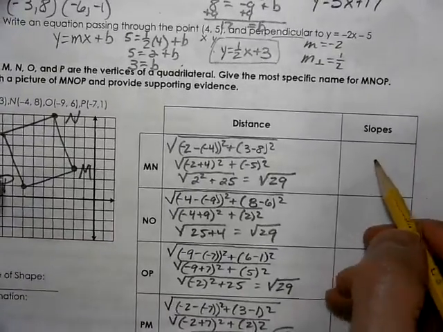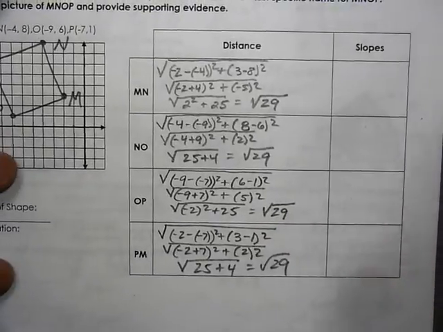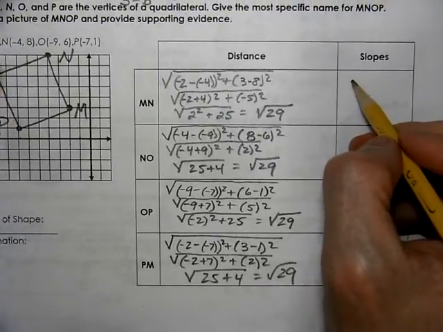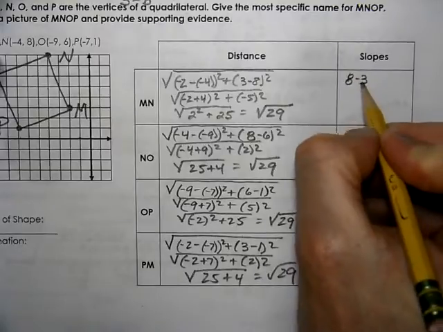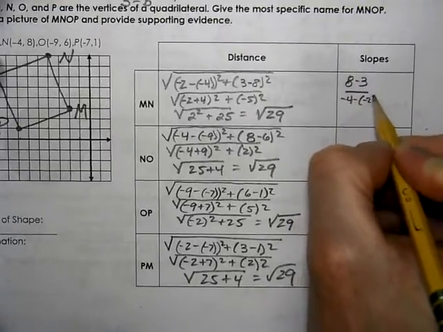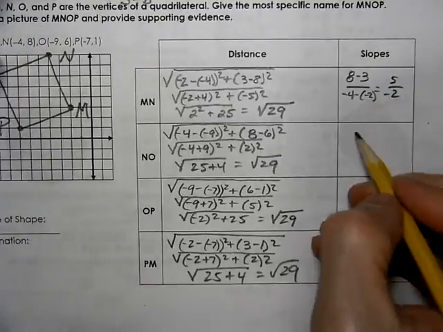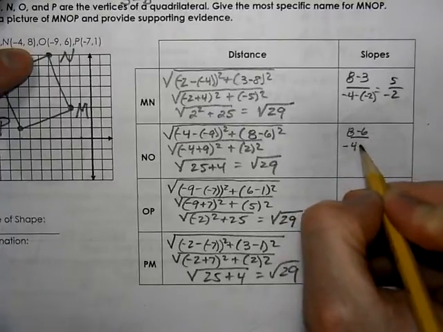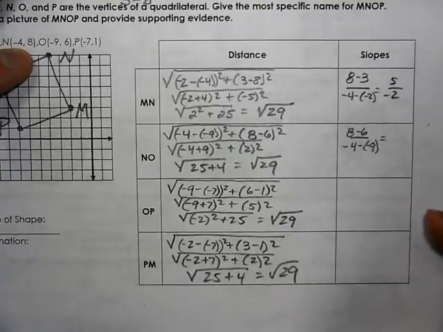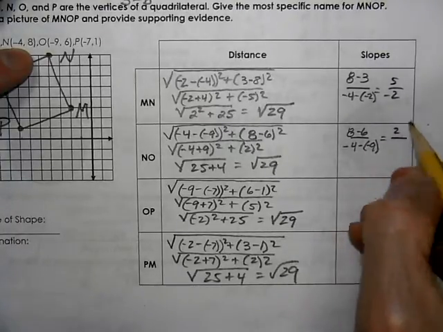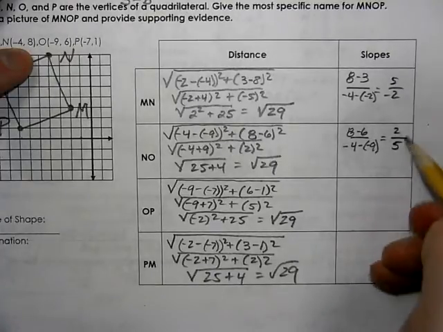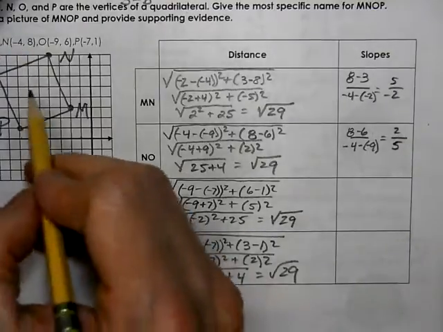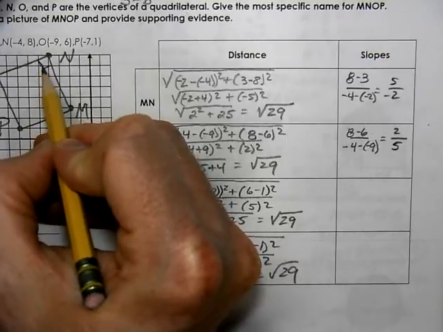Now we'll look at the slopes. The slope of MN, so we say 8 minus 3 and negative 4 minus a negative 2. It doesn't matter which set of points you use first, you just need to be sure you're consistent throughout the calculation. So these are perpendicular to each other. They're opposite reciprocals. So for MN and NO, we know that that's 90 degrees.